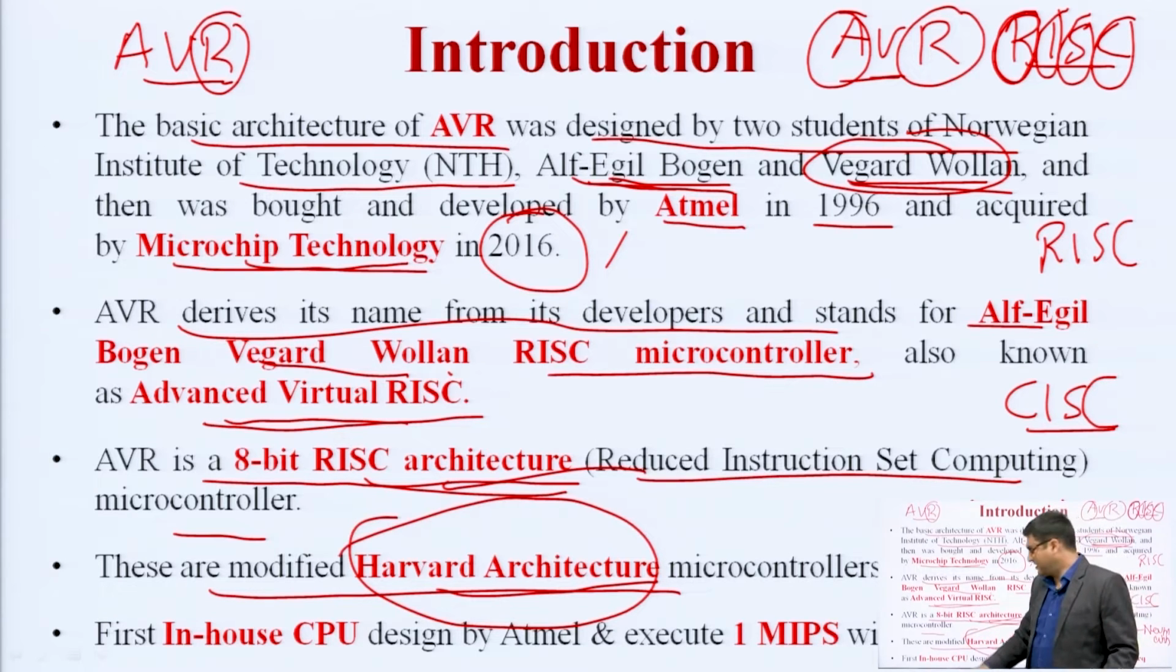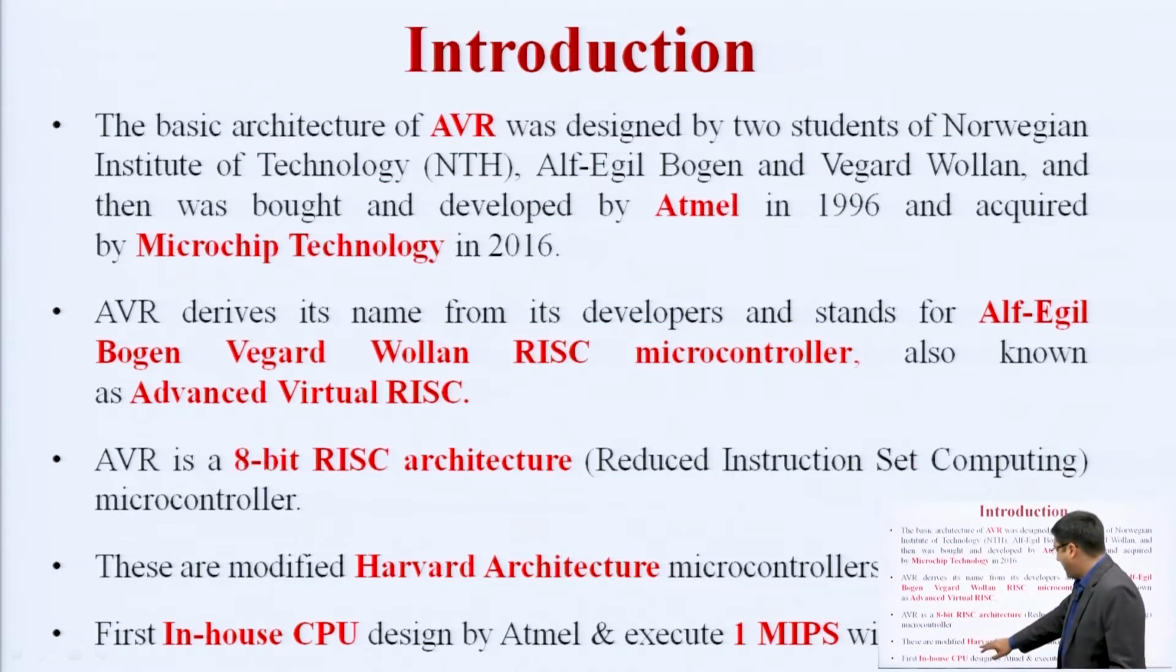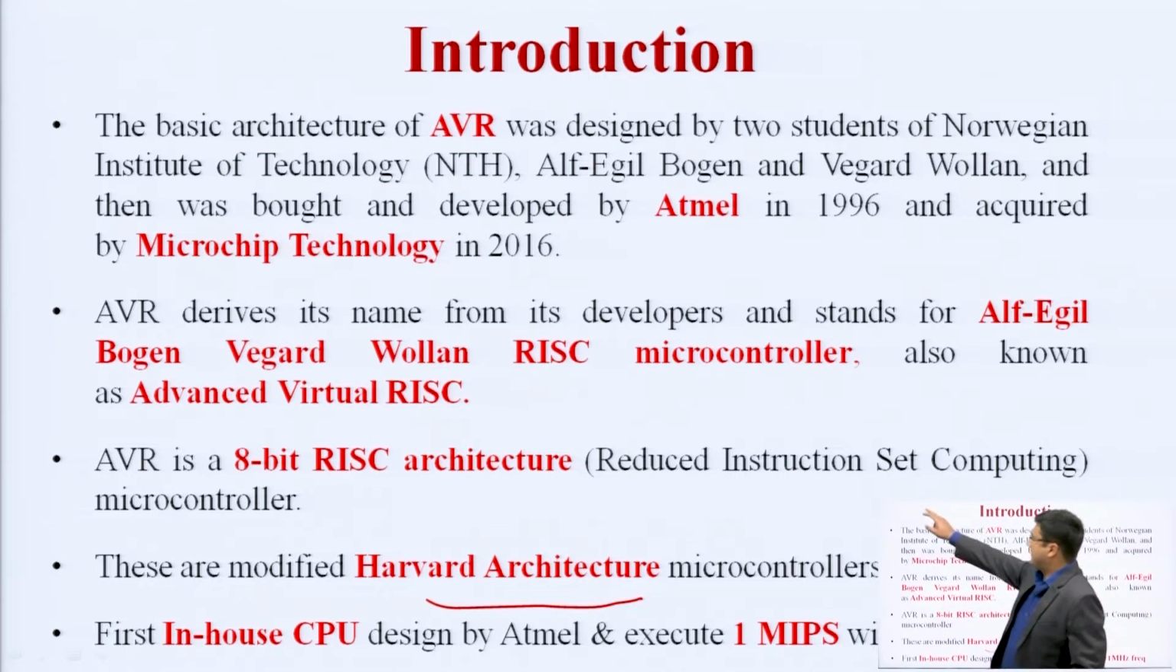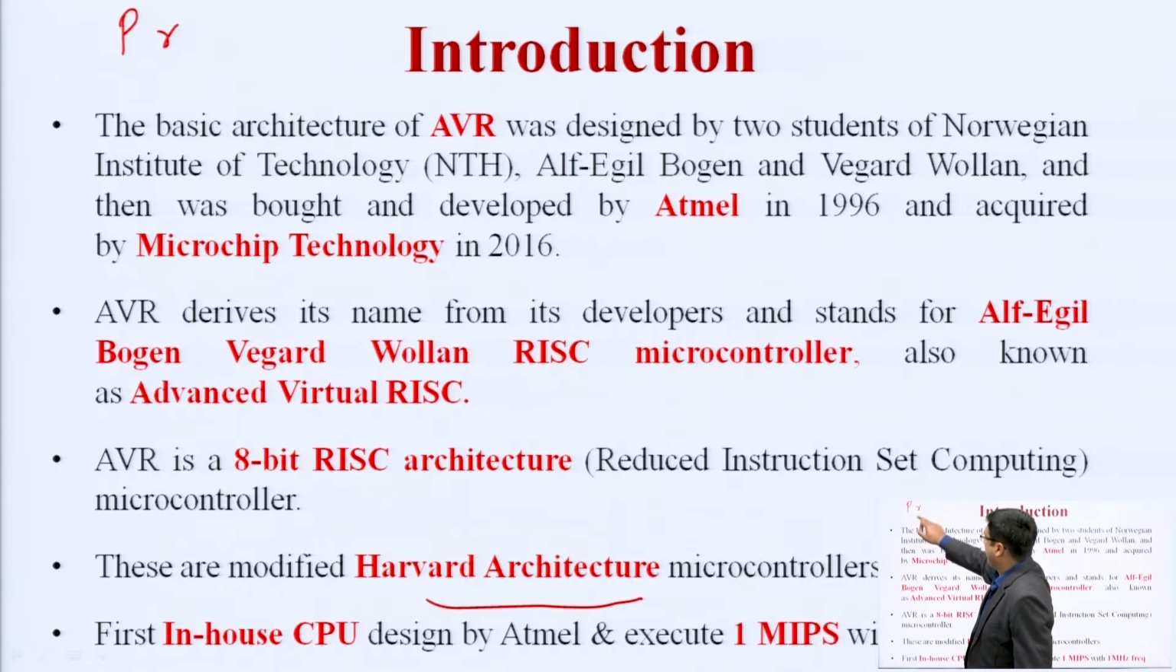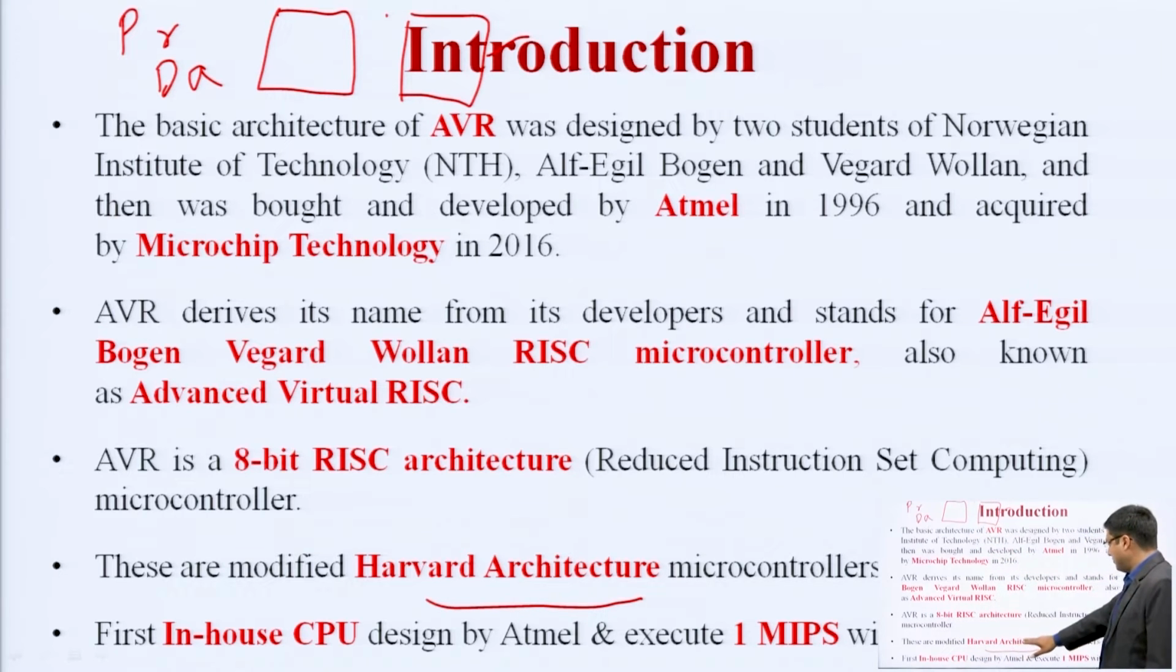Harvard architecture means that there are two types of memory, program memory and data memory. Both are allocated to different memory locations. So, there are different memory locations for both the program and the data memory. So, the execution can be faster. So, this is a modified Harvard architecture.